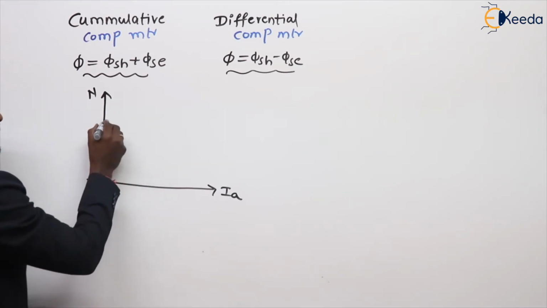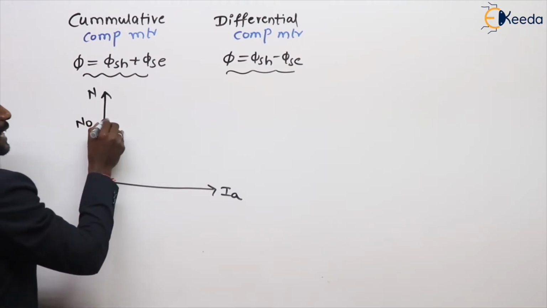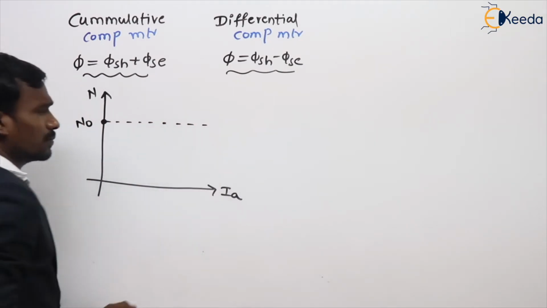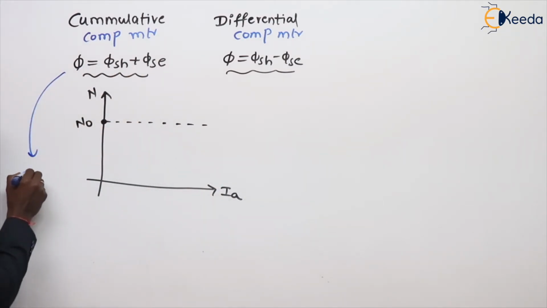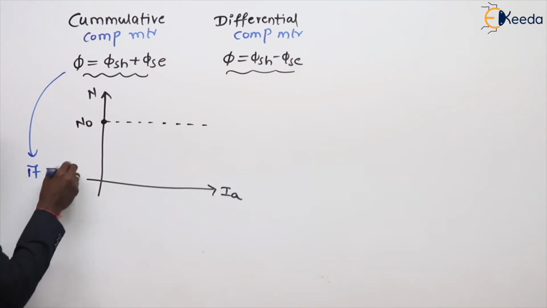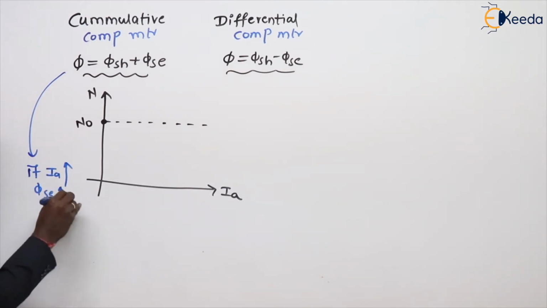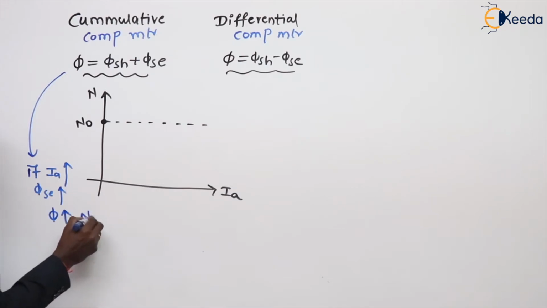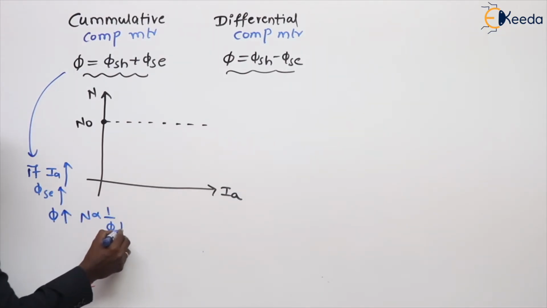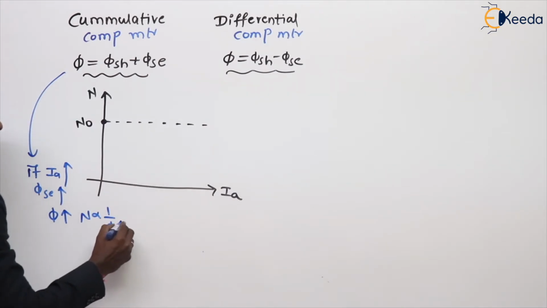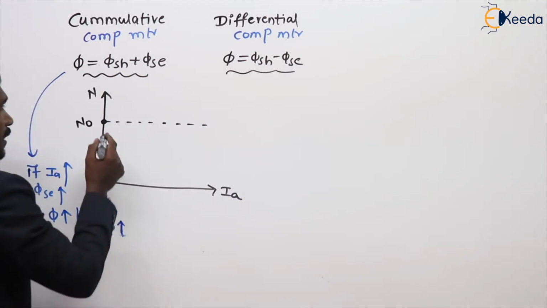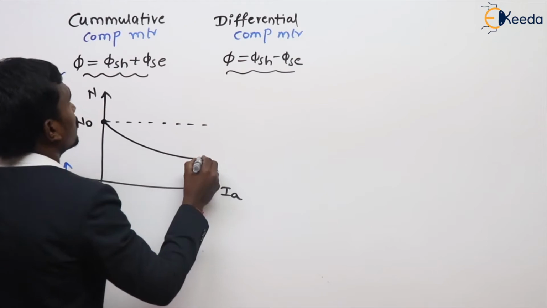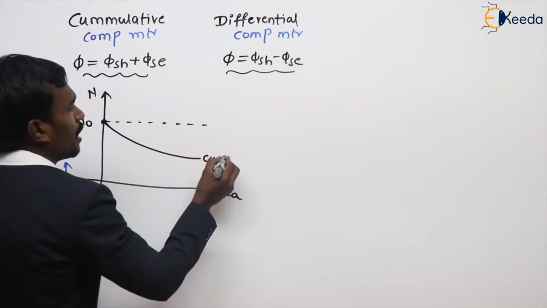We know that if IA equals 0, the no load speed is N0. Next, for a cumulative compound motor, if IA increases, then what happens? Phi SE increases. If phi SE increases, the flux increases. We know that the speed is inversely proportional to flux. When the flux increases, the speed decreases. Ultimately, this is the cumulative compound motor.